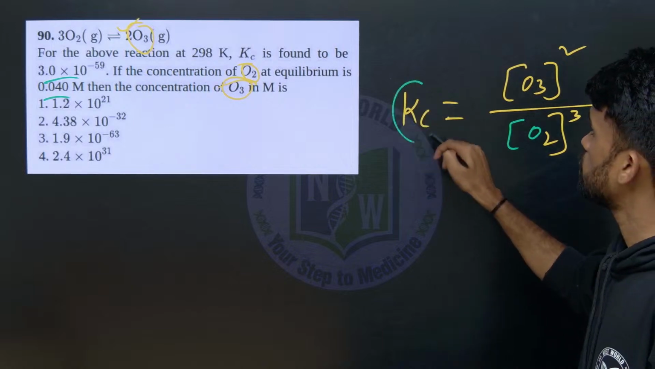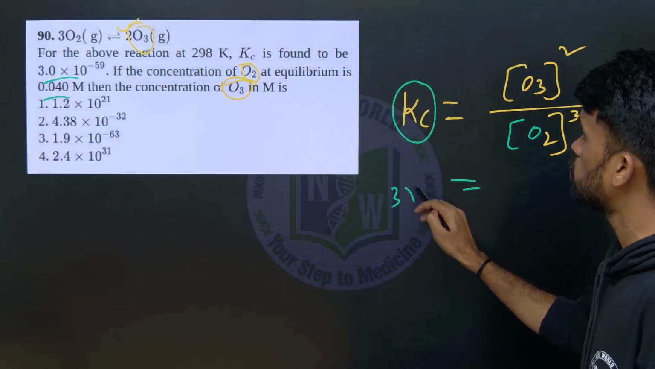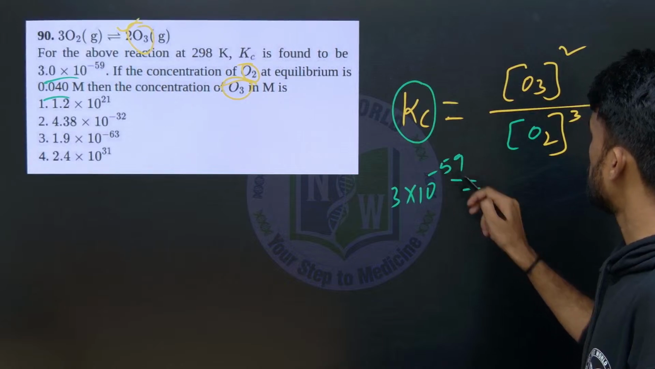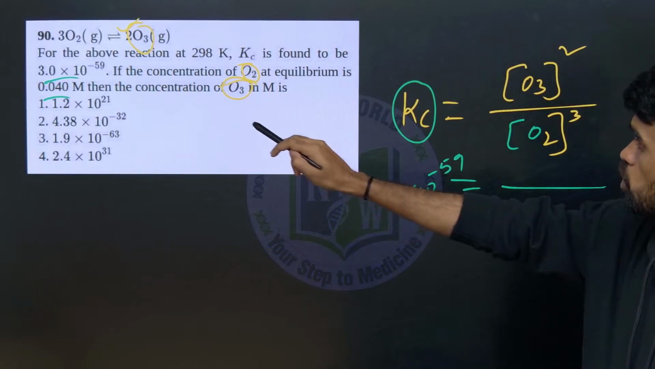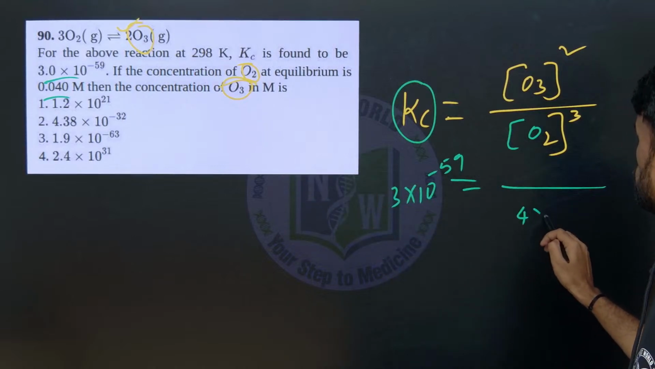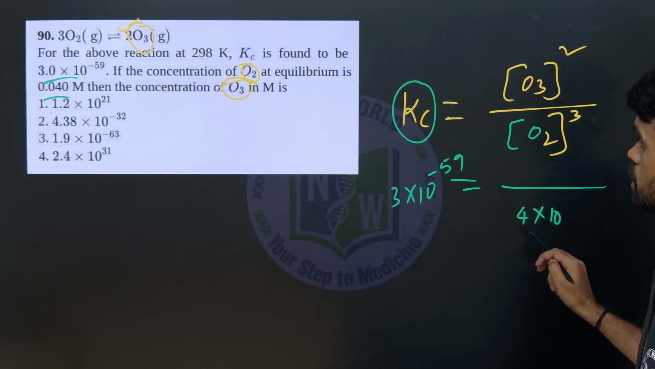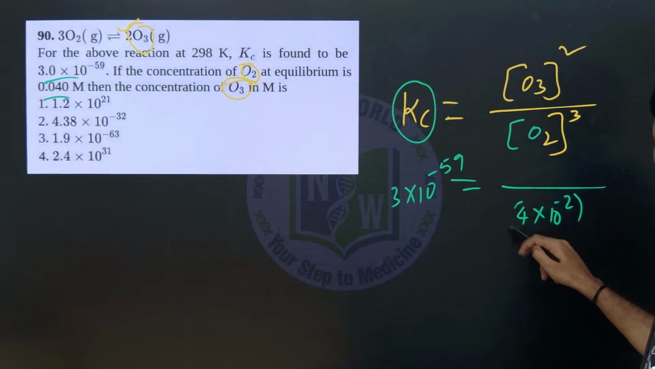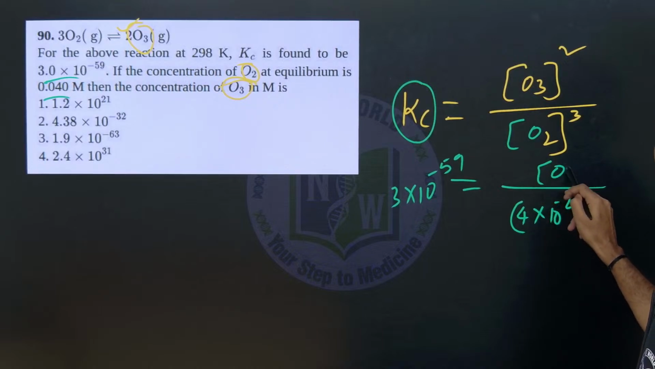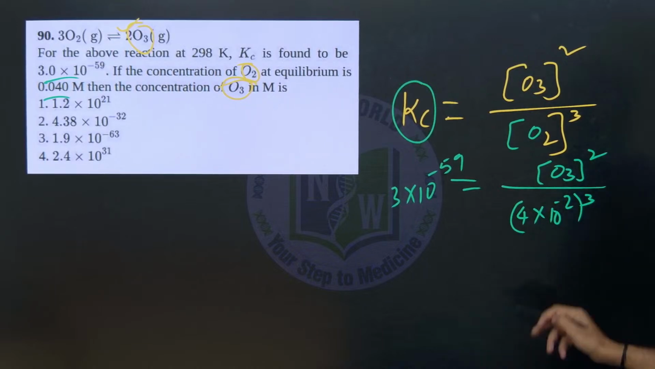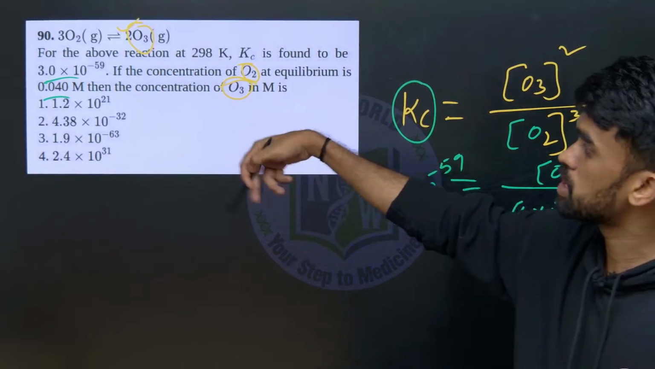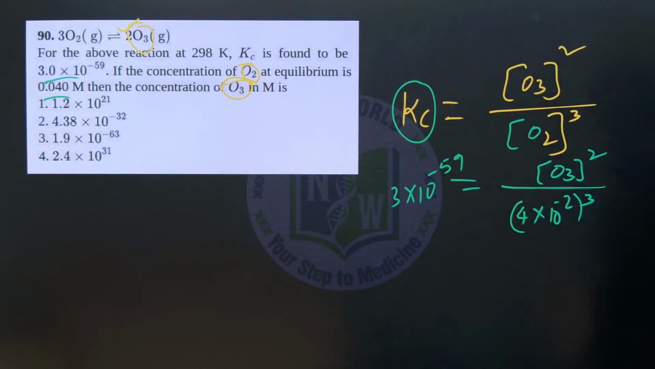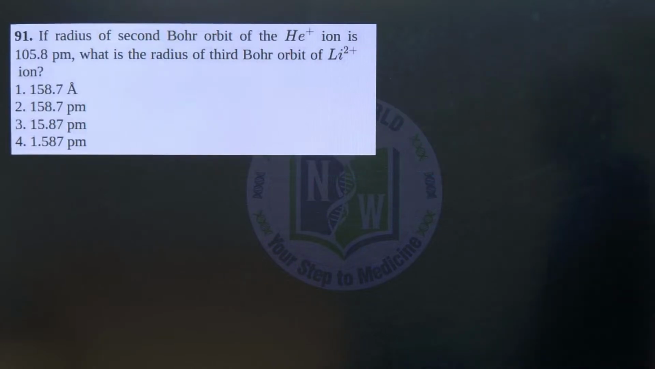Okay. So the Kc value they gave as 3 into 10 power minus 59, right, and O2 is given as 0.04. So I am writing 4 into 10 power minus 2, whole cube, and we need to find O3. That's it. So just send this to the other side and simplify, you will get one of the options from the 4. Okay, easy.